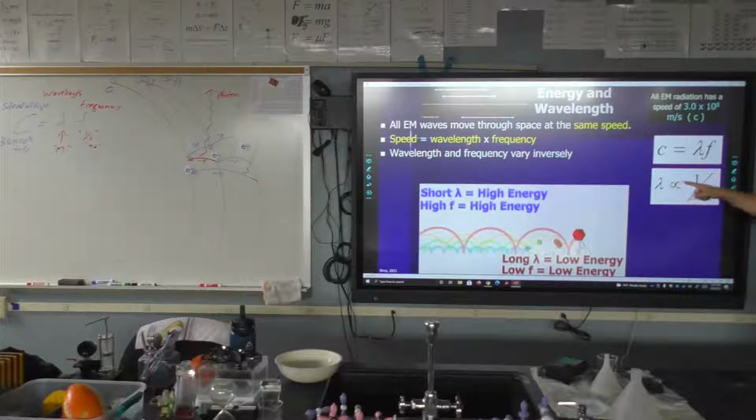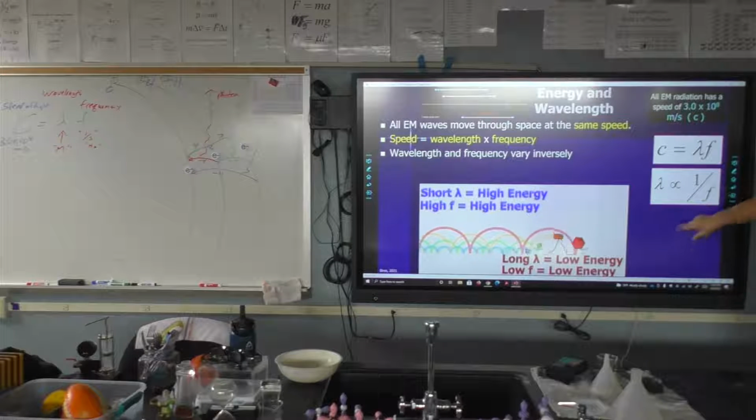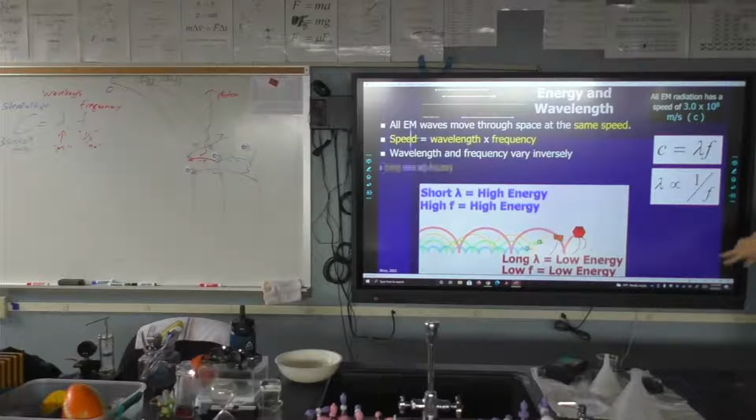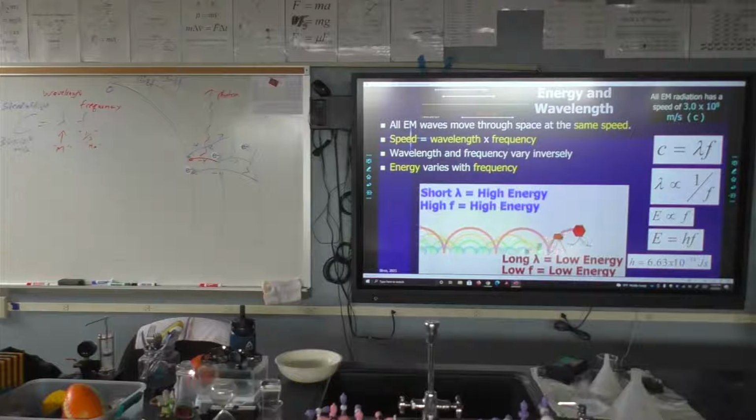Okay, so c equals lambda f. Therefore, wavelength and frequency vary inversely. They are inversely related, meaning high wavelength, low frequency. High frequency, low wavelength. That's what that means, varies with. And energy varies with frequency. The energy of a photon is equal to Planck's constant times frequency.